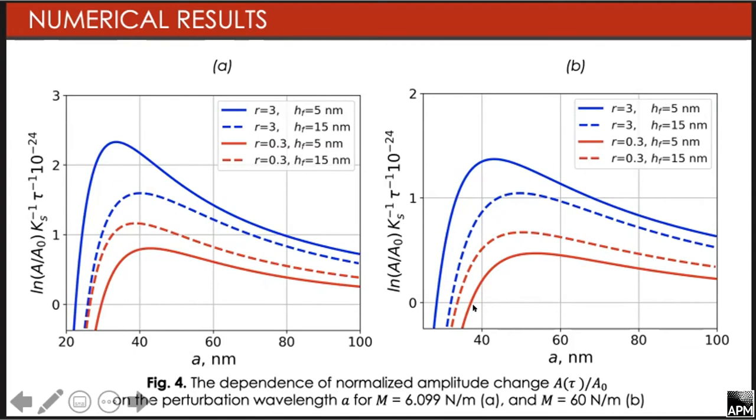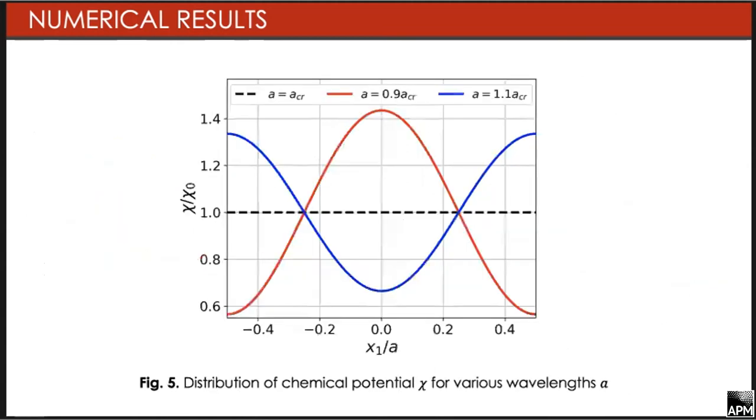When the initial wavelength is less than the critical wavelength, the perturbation amplitude decreases with time and the relief is smooth. If the initial wavelength is greater than the critical value, the undulation amplitude increases with time. This slide shows the distribution of the normalized chemical potential along the perturbed solid surface within one period.